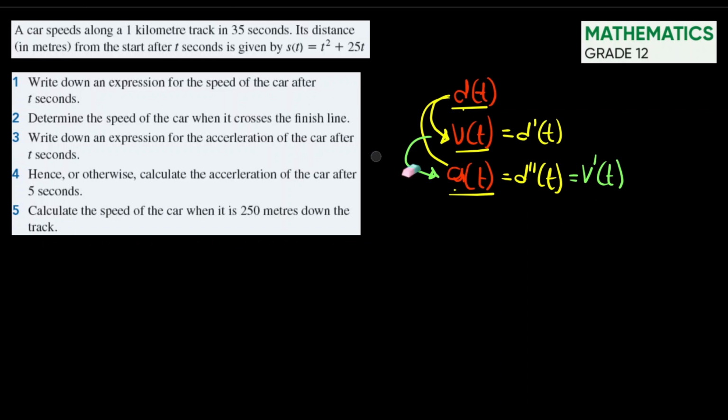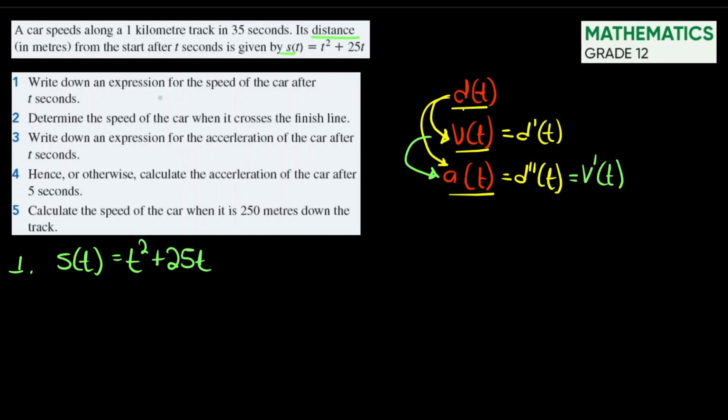So let's go ahead and attempt this exam type question and see what we get. We're given that a car speeds along a 1 kilometer track in 35 seconds. So it covers that 1 kilometer track in 35 seconds. Its distance in meters from the start after t seconds is given by s of t. Remember, they just told us that s is not speed or anything, it's the distance in terms of time. So this will be our main formula: distance s in terms of time is equal to t squared plus 25t.